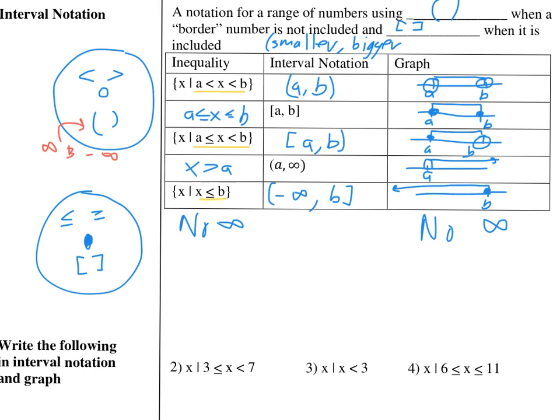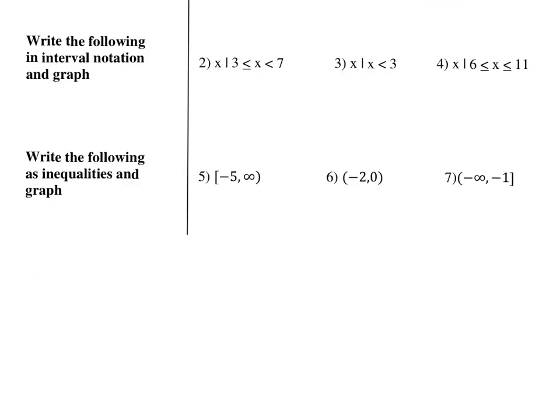So let's practice applying it here. All right, so we're going to write the following in interval notation and graph. I actually like to do the graph first, so I'm going to be doing that on all of these. So the first one here, it just says that this is going to go between 3 and 7, and this one's going to be a closed dot. That'll be an open dot, and it's right in between those. So for my interval notation, it's going to be a bracket 3 and then a 7 with a parentheses.